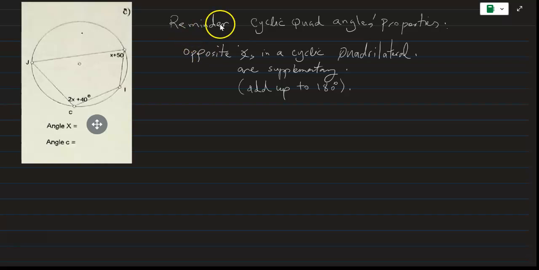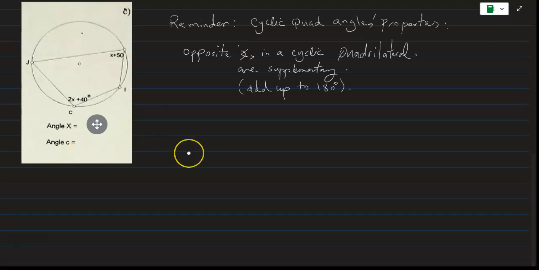All right. Reminder, cyclic quads have some angle properties, and one of the ones we're going to use is that opposite angles in a cyclic quad are supplementary. So there's one angle here, 2x plus 40 degrees, and this one is x plus 50 degrees. Opposite angles in a cyclic quadrilateral, and so are angle I and angle J. We need to solve for x and angle C.